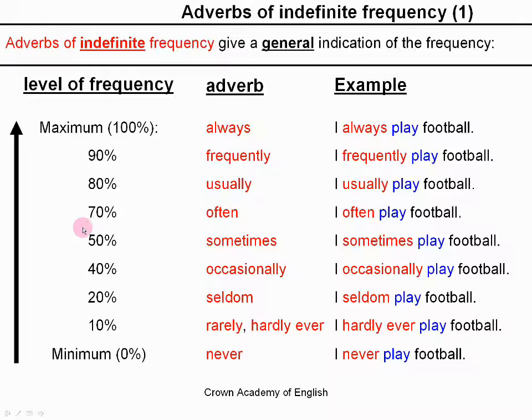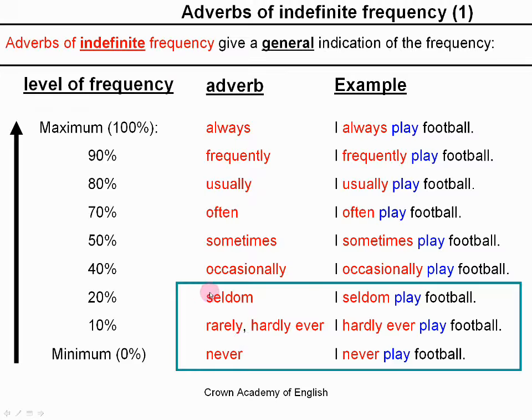So the numbers here, the percentages, they are not exact. Okay? Do not worry about the exact percentages. They are not important. But what is important is the relative order. For example, it is important to know that seldom is less frequent than often, and often is less frequent than frequently. So the relative order is important.